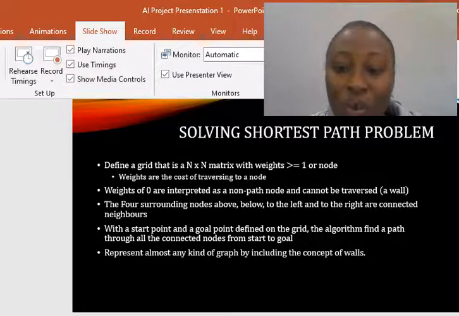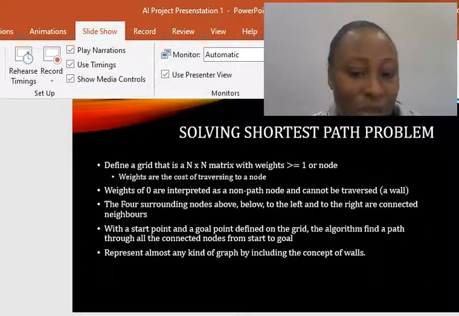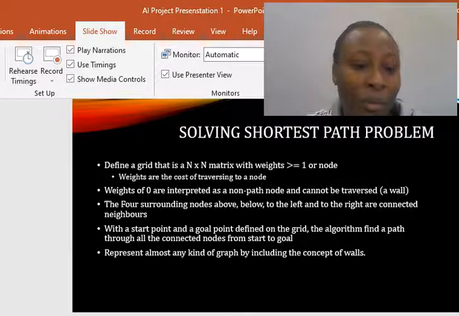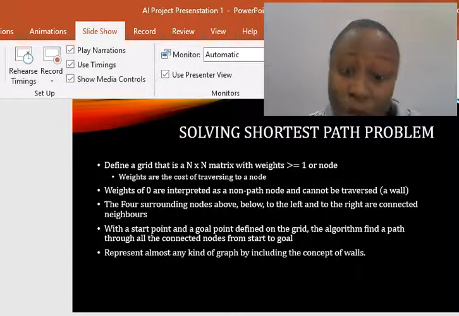The 4 surrounding nodes to the left, the right, above, and below a given node are the neighbors, or the nodes that have a path to the given node. By adding this new idea of a non-path node, we are able to represent almost any kind of graph.